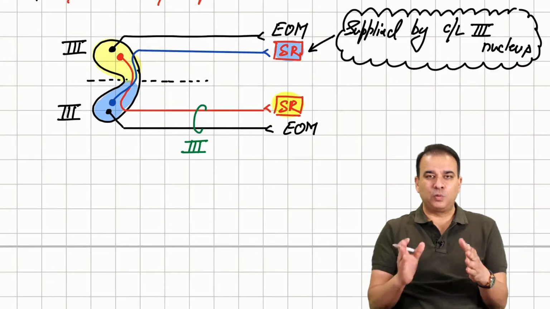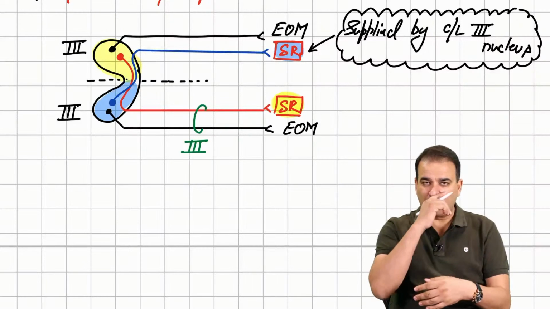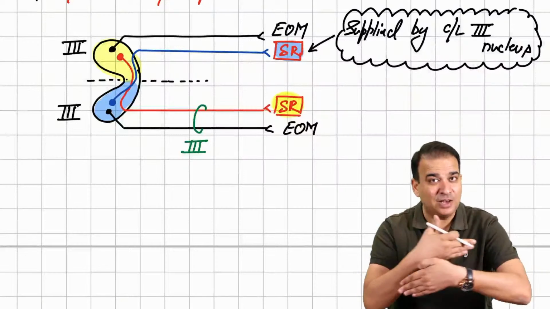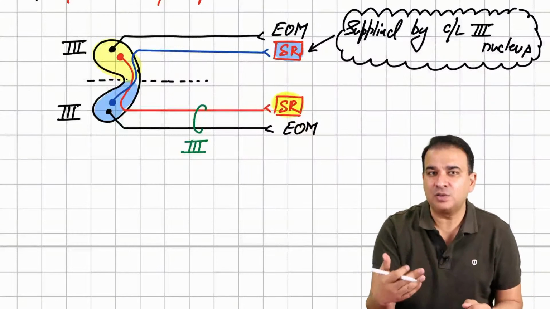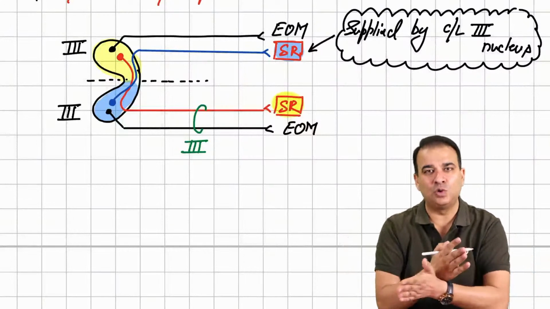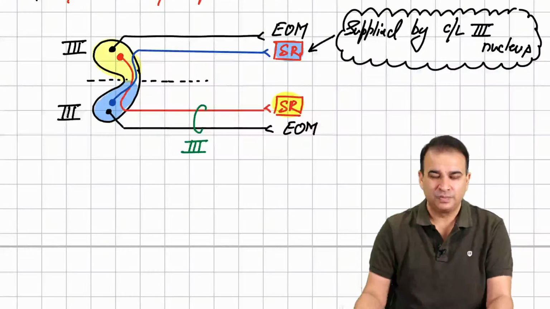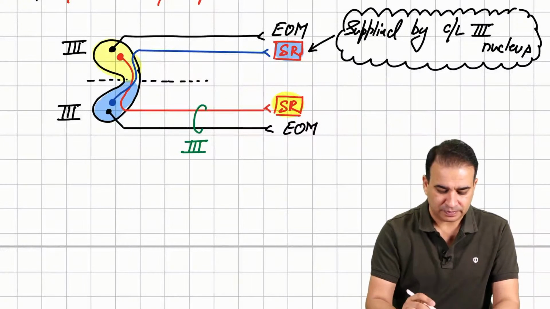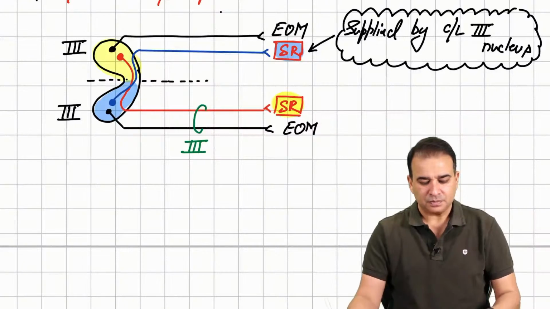The innervation of the superior rectus comes from the contralateral oculomotor nucleus. That's a unique example in which the nerve is decussating inside the nucleus only. Generally, the nerve decussates before the nucleus, after the nucleus. Here, the nerve is decussating inside the nucleus only. The intranuclear decussation here. You can see the fibers of superior rectus decussate inside the nucleus itself.